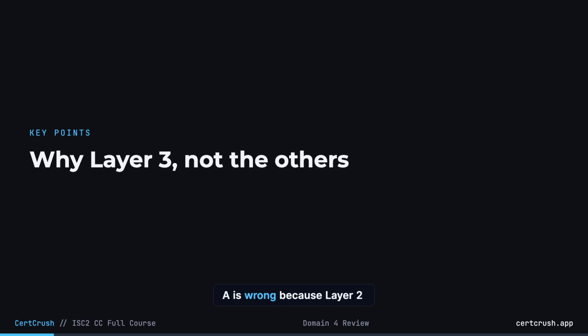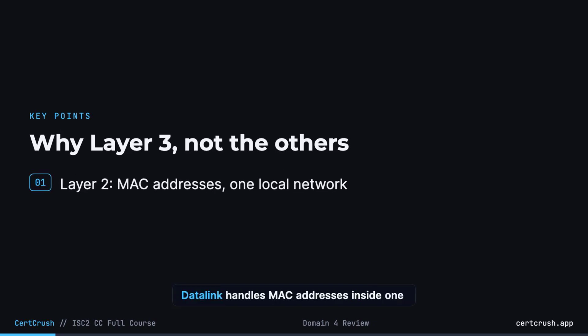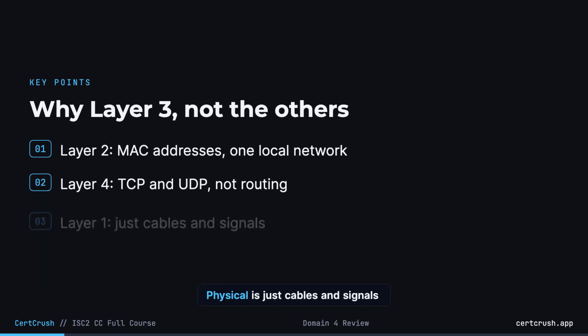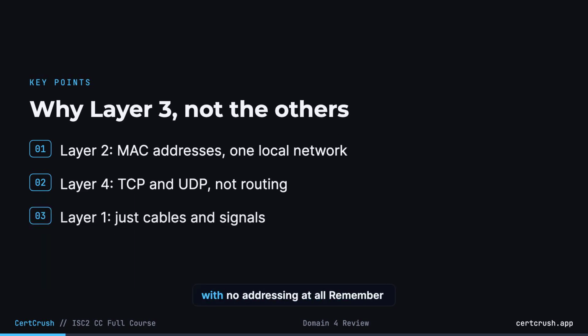A is wrong, because layer 2, data link, handles MAC addresses inside one local network only. B is wrong, because layer 4, transport, is where TCP and UDP live, not routing. D is wrong, because layer 1, physical, is just cables and signals with no addressing at all. Remember the order. Please do not throw sausage pizza away. Layer 1 physical, up to layer 7 application.